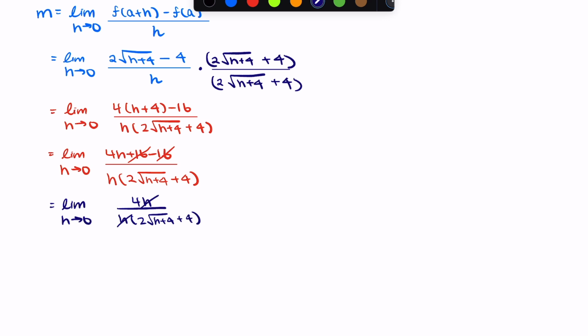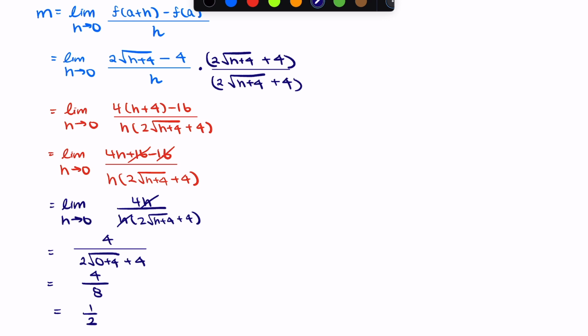Remember, our goal is to cancel out the h. Here, we can cancel that out from the numerator and denominator, and we'll be left with 4 over 2 square root of h plus 4, plus 4. We can calculate that by subbing in h is 0: 2 square root of 0 plus 4, plus 4. And 2 square root of 4, again, is equal to 4. Then 4 plus 4 must be 8. So we'll be left with 4 over 8, which we can simplify to 1 over 2.